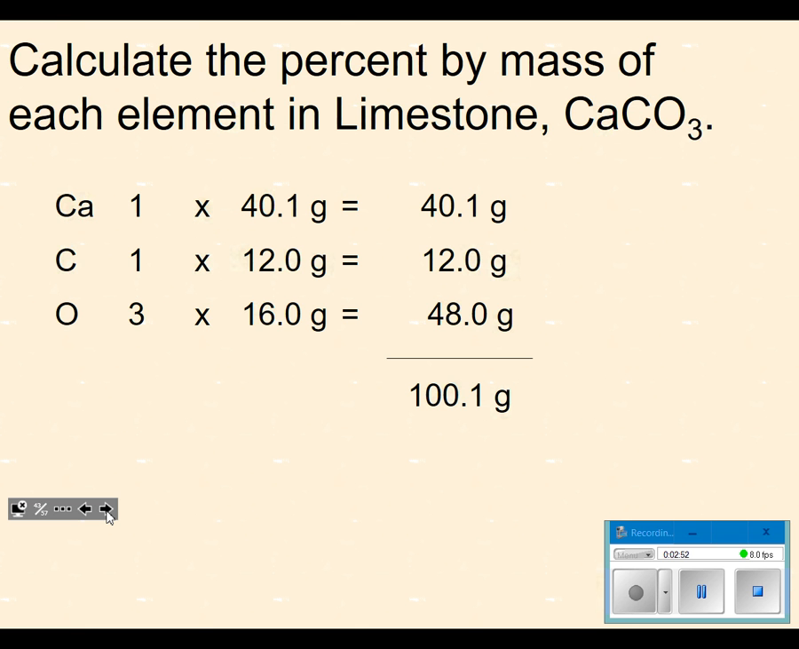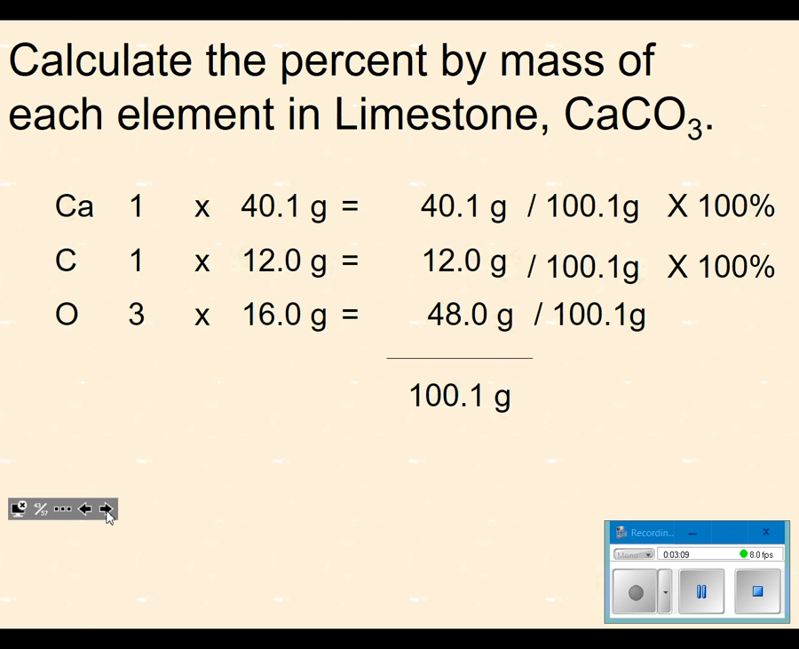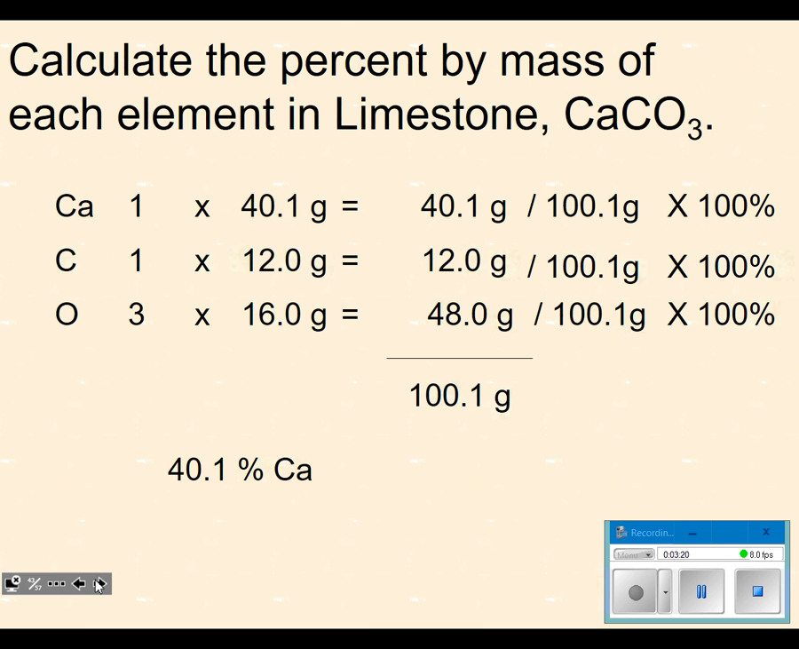So I want to find the percent composition of each of these. So I'm going to take my 40.1 and divide it by the total. And then I'm going to take my 12 and divide it by the total. And then take my 48 and divide it by the total. Then I'll also multiply each one of those by 100. When I multiply them by 100, it will give me a percentage, so it's not really 100%. All right? So I have 40.1%, I have 12%, and I have 48%.